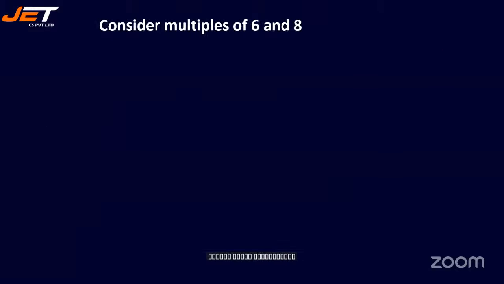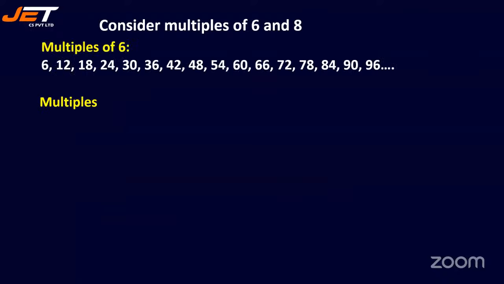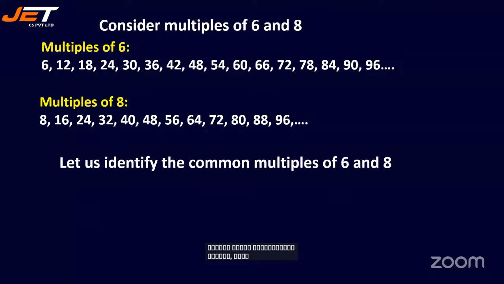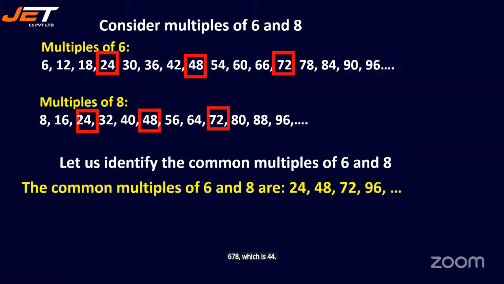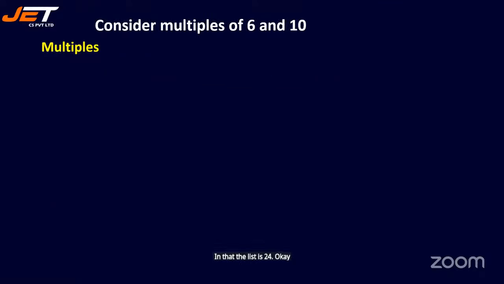Right. Now like that, let us go to 6 and 8. So for 6, it is 6, 12, 18, and so on. For 8, it will be 8 ones are 8, 8 twos are 16, 8 threes are 24, 8 fours are 32, and so on. Okay. So now let us identify the common multiples of 6 and 8, which are 24, 48, 72. In that, the least is 24. Okay. Right.